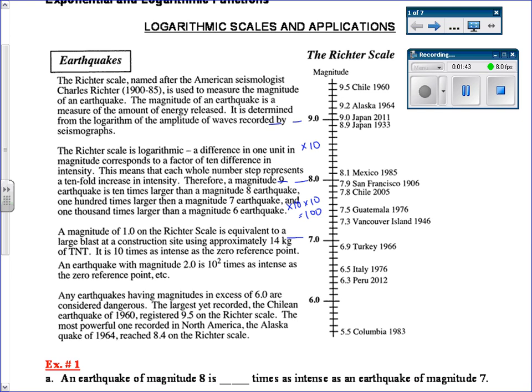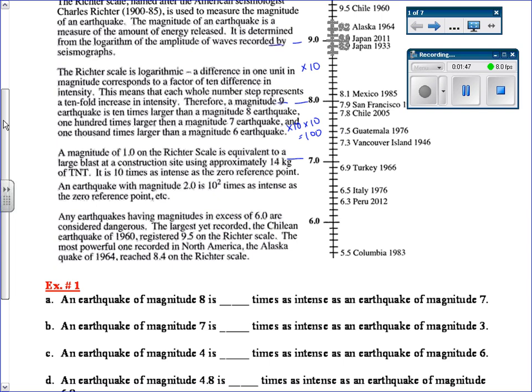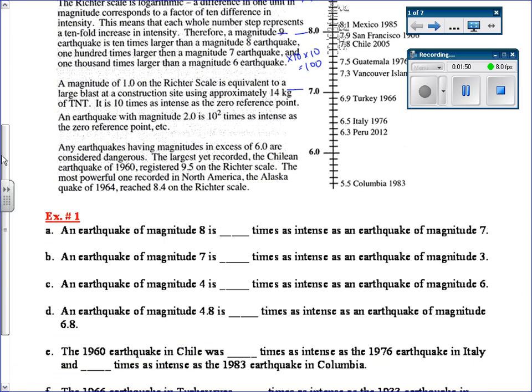A magnitude of 1 on the Richter scale is equivalent to a large blast at a construction site using about 14 kilograms of TNT, which is not that much. And it's 10 times as intense as the zero reference point, which would be like no release of energy. So an earthquake with a magnitude of 2 is 10 squared, or 100 times as intense as that zero reference point. Any earthquakes having magnitudes in excess of 6 on the Richter scale are considered dangerous.